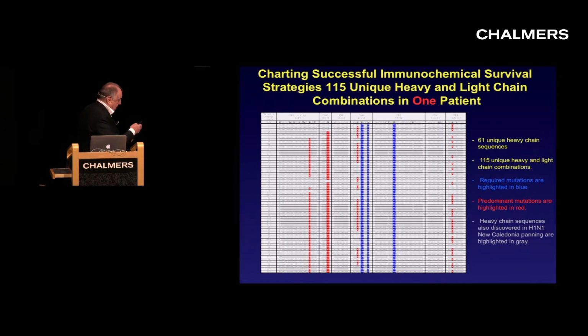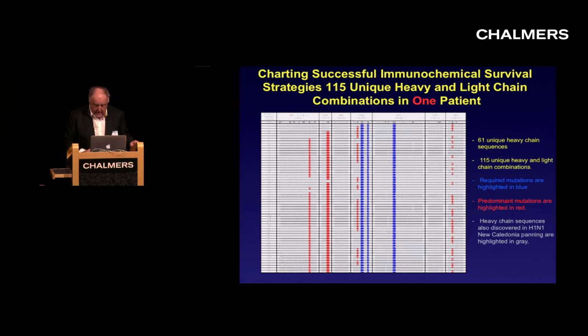And so if you look at a person, one of these children, you're able, at first blush, to look at 115 unique heavy and light chain combinations in one patient. And you saw here that there are some mutations that are required. In other words, if you take those mutations out, you don't have an antibody anymore that binds to bird flu. That's either because they're important or this patient is lucky.